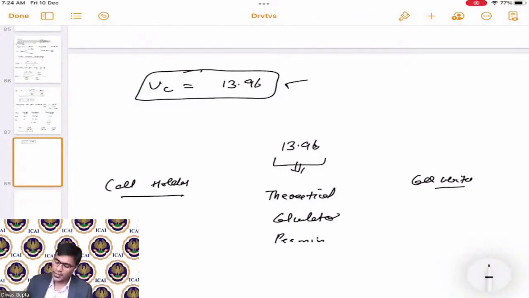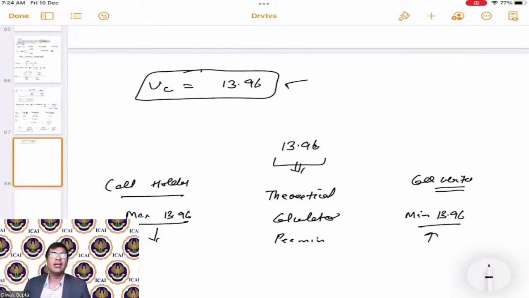Correct. Now what call holder will say? Maximum I can go up to 13.96. Anything below this will help me. I can't go beyond that, because as per the calculation, it is 13.96. I will not pay even 1 paisa extra to this 13.96. This is what call holder will think. Now, what call writer will say? I will expect minimum of 13.96. Whatever higher I can negotiate, that's a gain for me. Correct? Because ultimately, it's about the negotiation also between both of them.